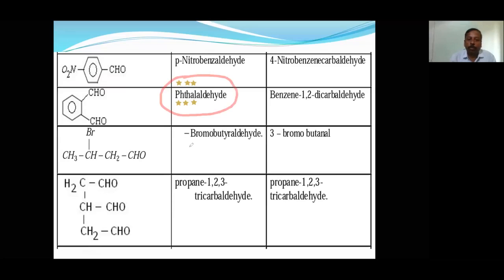Okay. So here bromobutyraldehyde is not much important. As it is on the third, you can write it as 3-bromobutyraldehyde.